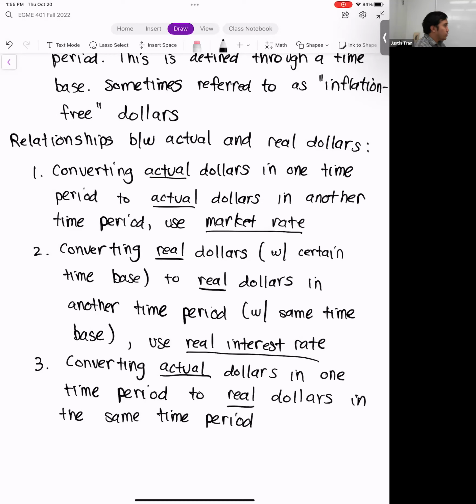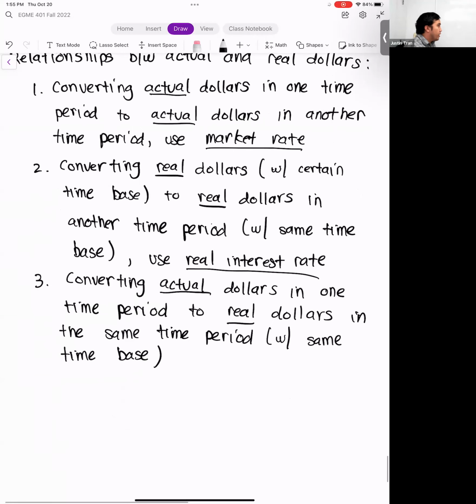Okay. And so rule number 3 is the first time we're going to cross between them. So when you're converting actual dollars in one time period to real dollars in the same time period with the same time base, we're comparing real and actual dollars in this exact same moment in time. Okay. And so in this case, you actually use no conversion because these 2 represent the same thing.